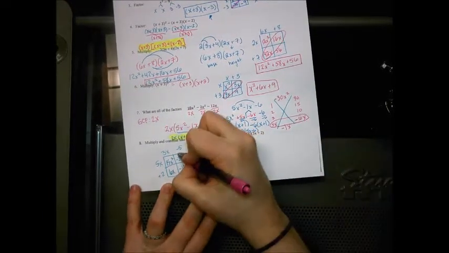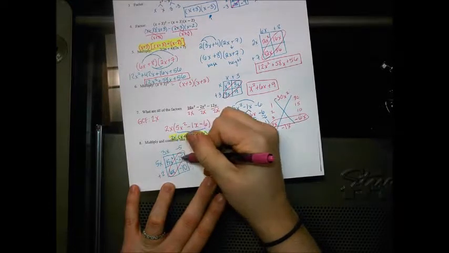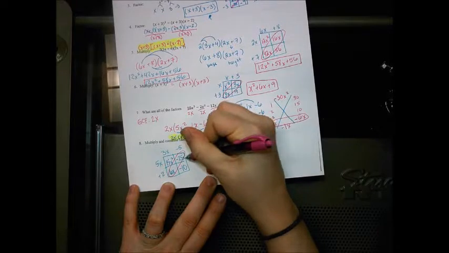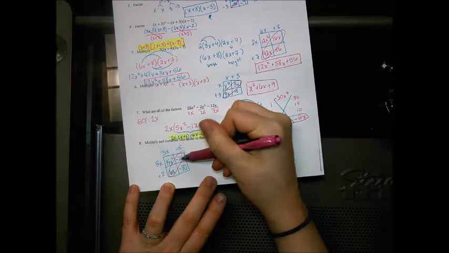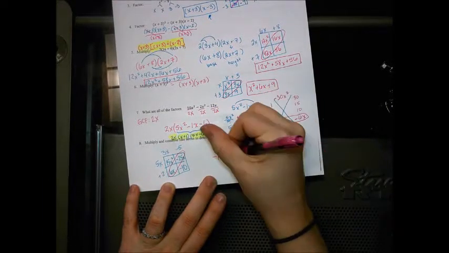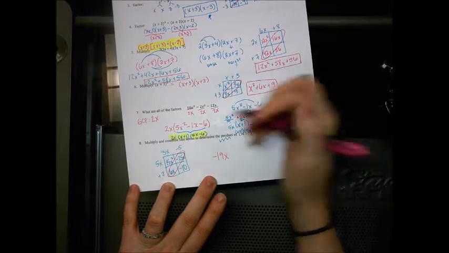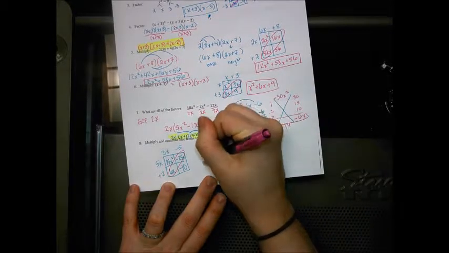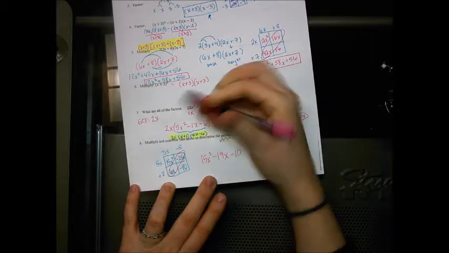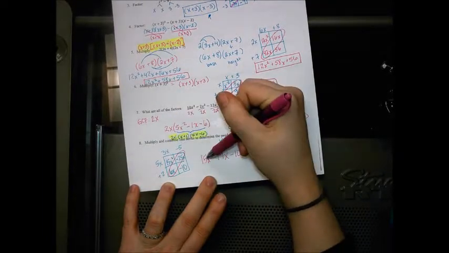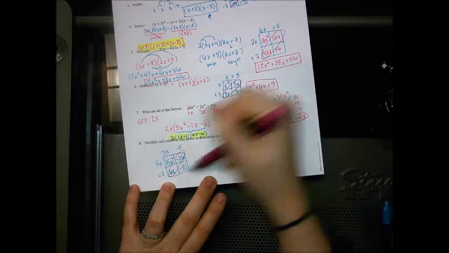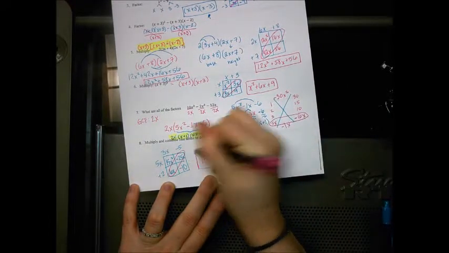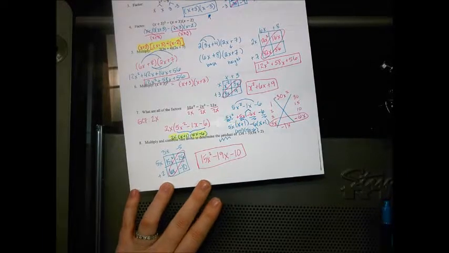My middle terms combine. Negative 25 plus 6 is negative 19. They were both x terms, so negative 25x plus 6x is negative 19x. My first and last term don't have like terms, so you just write that one out in front, this one out in back, and you combine the two middle terms. And 15x squared minus 19x minus 10 is our final answer.